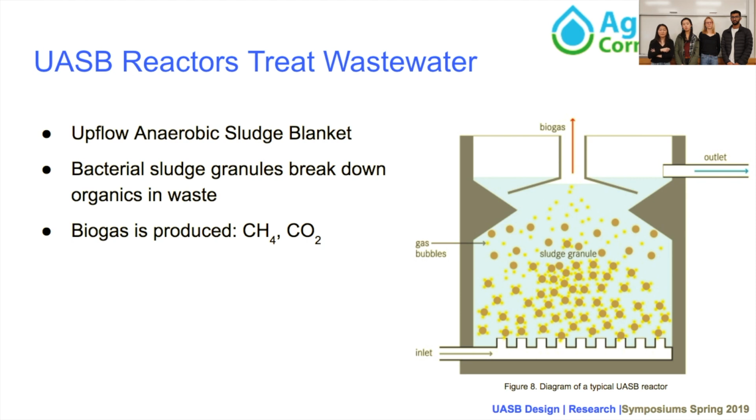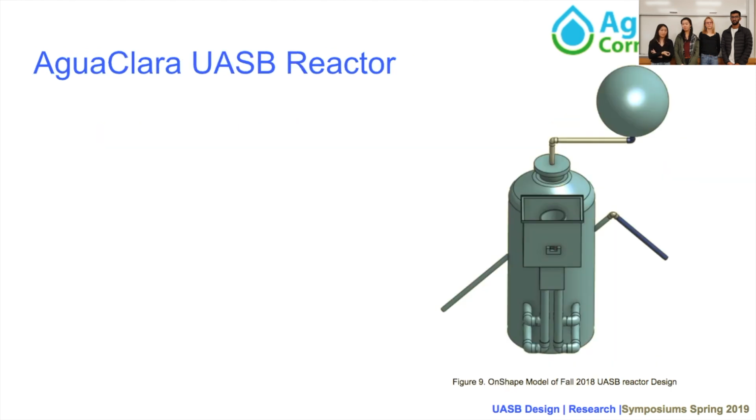In a UASB reactor, wastewater is pumped to the bottom of the reactor through influent pipes. The wastewater flows through a sludge blanket, which is composed of millions of methane-producing bacteria, and biogas is collected at the top, which can be used for energy. Cleaner wastewater can exit through the effluent pipes, which can be put back into the environment safely.